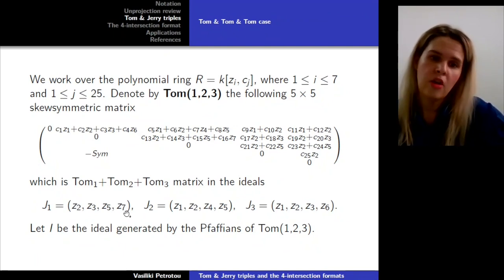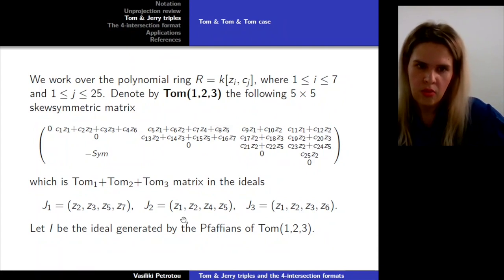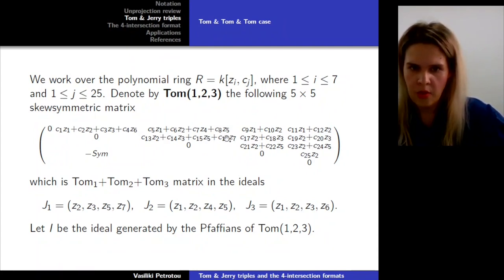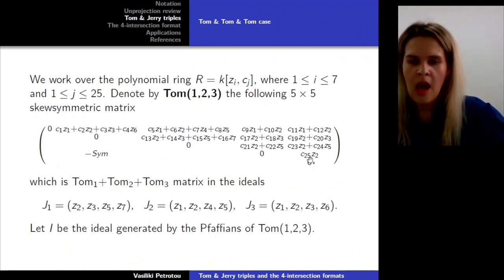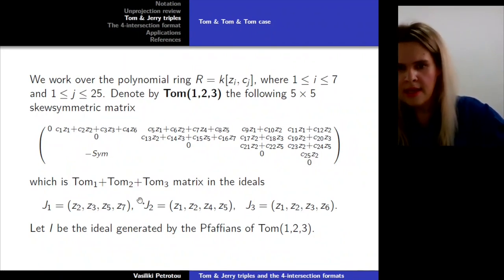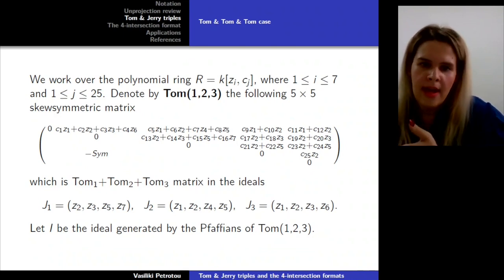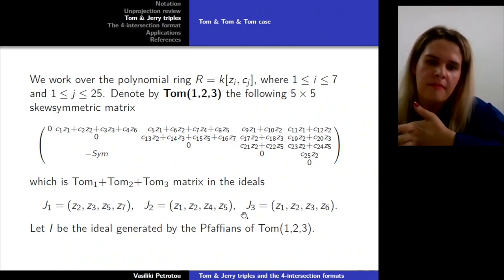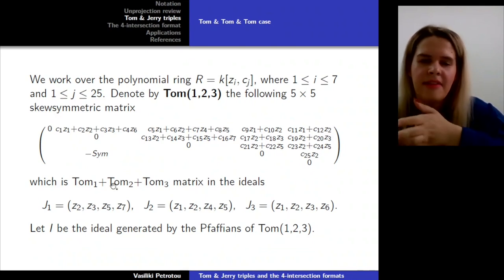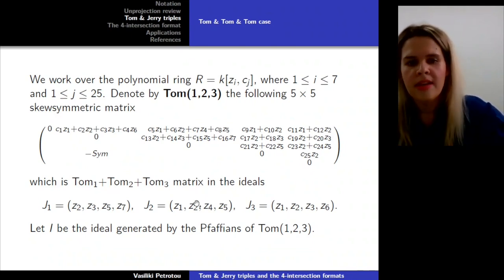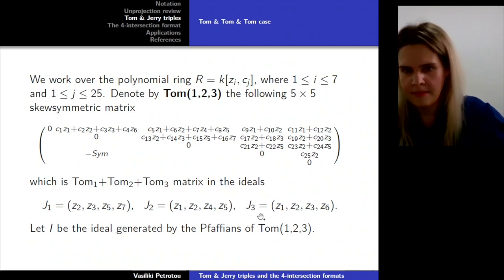This matrix is a Tom 2 matrix in ideal J2 because if we delete the second row and the second column and we check the remaining elements here and here, we can see that it's contained in ideal J2. In a similar way, doing the same procedure by deleting the third row and third column, we can check that it's also a Tom 3 matrix in the third ideal.